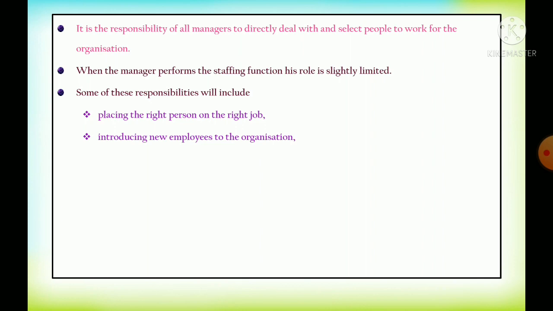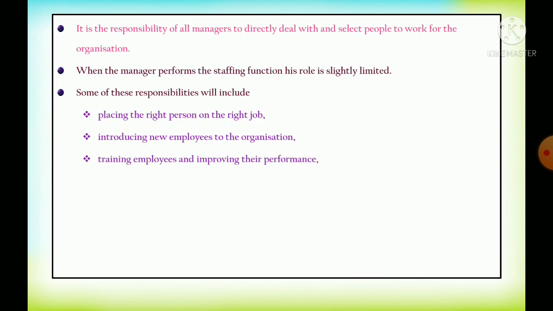Introducing new employees to the organization. This is the duty or responsibility of all the managers. One who has joined the organization must be introduced to the whole working environment.